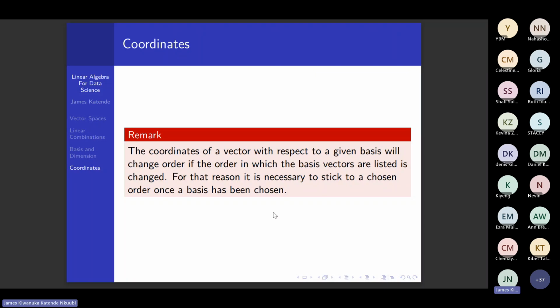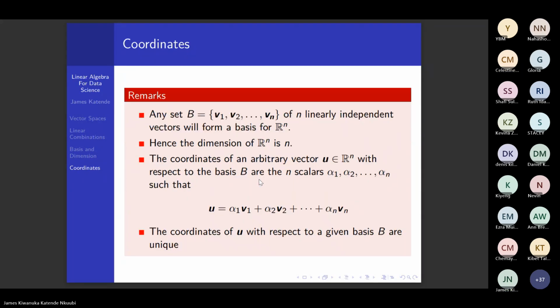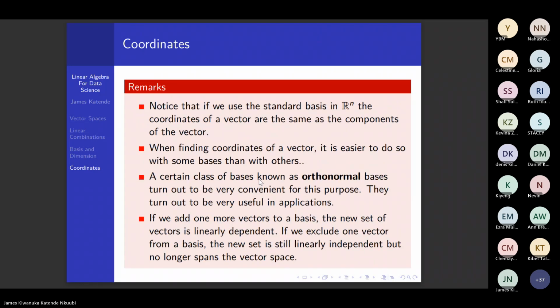So this again just emphasizes what I said earlier. You have to stick to the order. If you change the order, the coordinates change. Therefore, you have to fix an order for the basis and stick to it. I think we are almost done now.